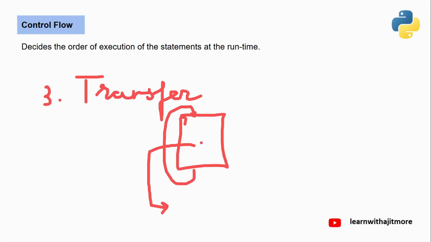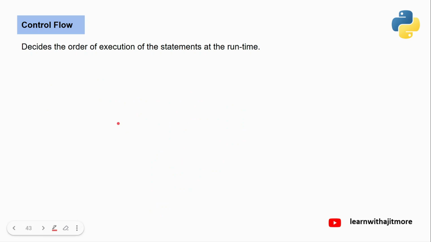Or you're performing the loop and at some point you realize you don't want to execute the remaining code. You directly want to come to the beginning. That time also what will be needed? Transfer instruction. So all these three things, one by one, we are going to learn.